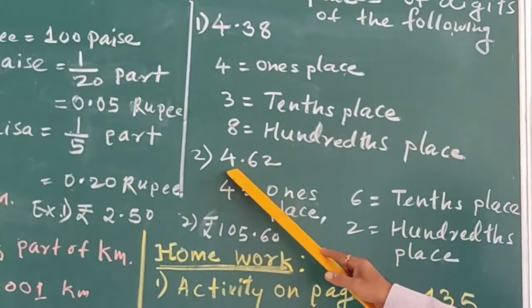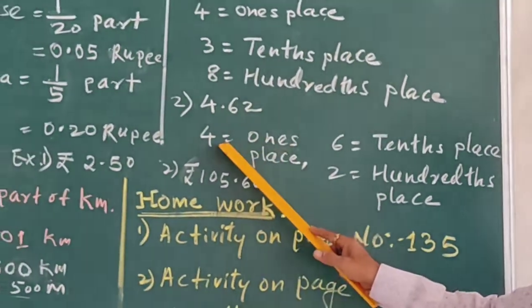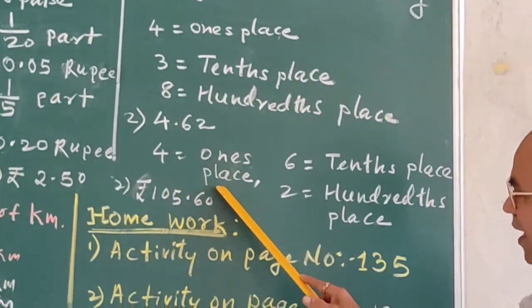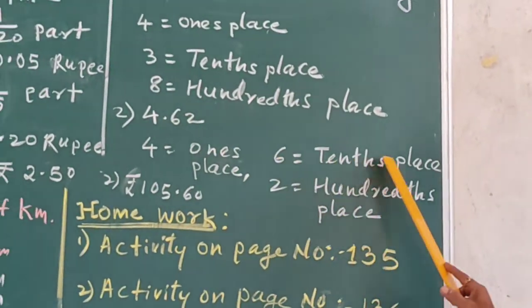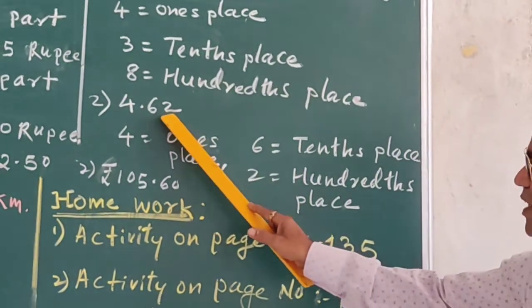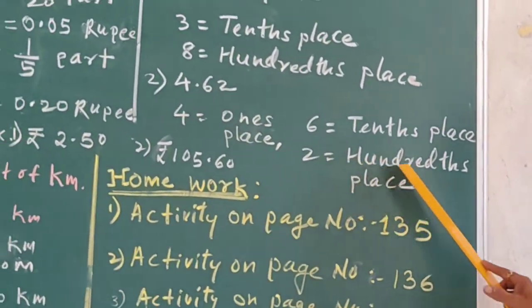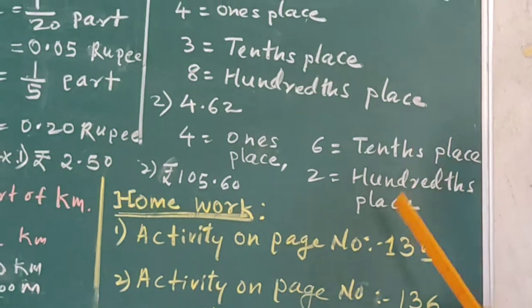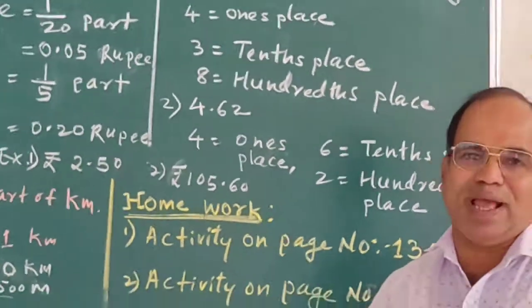Second example, 4.62. So 4 is on the ones place, 6 is on the tenths place, and you can see 2 is on the hundredths place. So 2 is the hundredths place. Similarly, we take the remaining two examples.